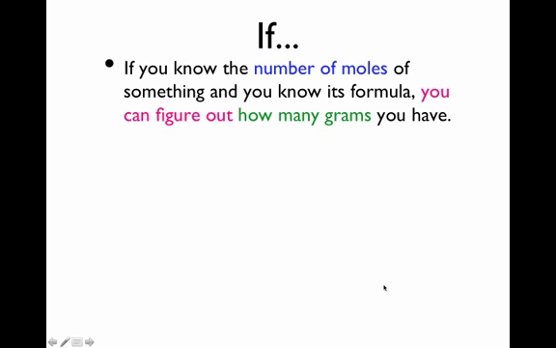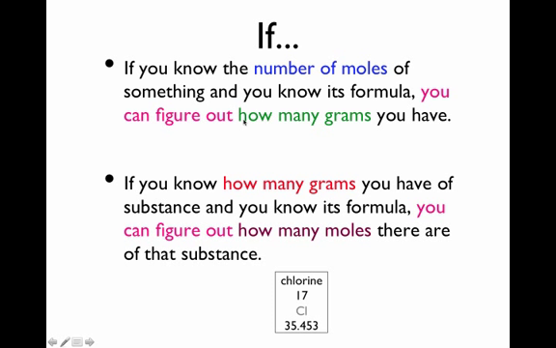I'm showing you this slide again because I will repeat these phrases over and over again, probably for the rest of the course. If you know the number of moles of some chemical, and you know its chemical formula, you can figure out how many grams of it you have by looking at the periodic table. And you can do this in reverse. If you know how many grams of some chemical you have, and you know its chemical formula, you can figure out how many moles there are of this substance.